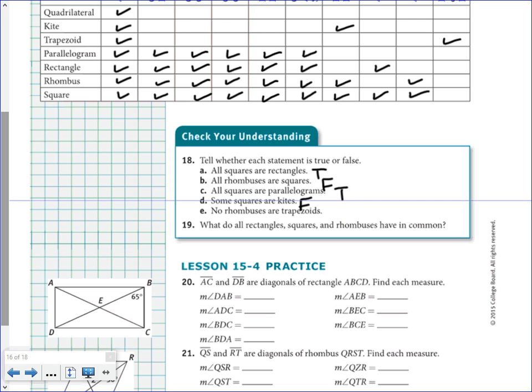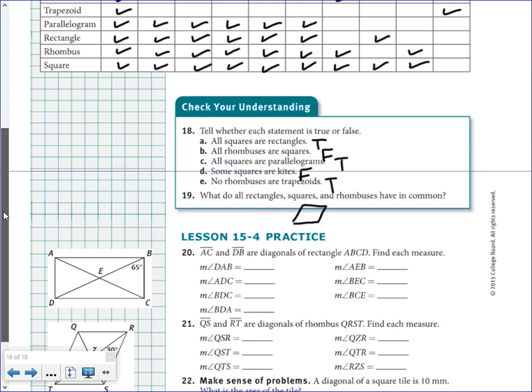And that's what it's saying. So that is a true statement. The way they worded that was a little tricky, but rhombuses and trapezoids are not related. So what do rectangles, squares, and rhombuses all have in common? They're all parallelograms. They're all a type of parallelogram.